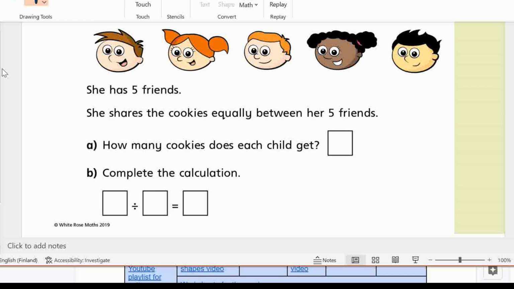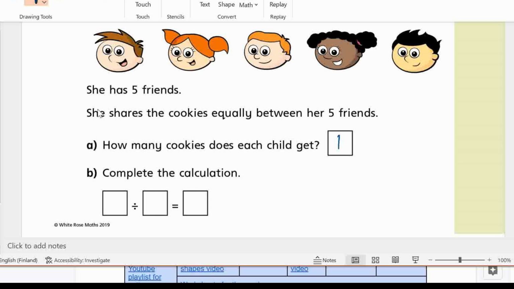She has 5 friends. She shares the cookies equally between her 5 friends. How many cookies does each child get? So she's got 5 friends. How many cookies does she have? 5. Okay. So, yeah, they should get 1 each.